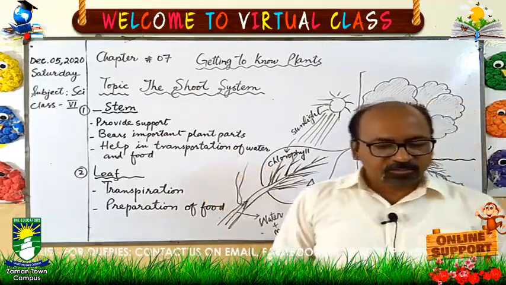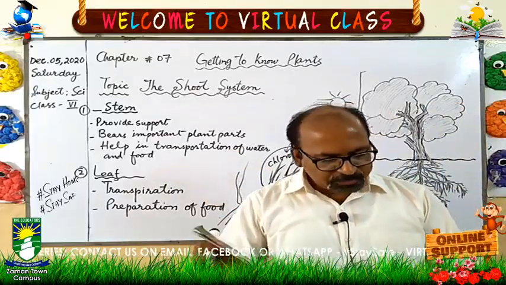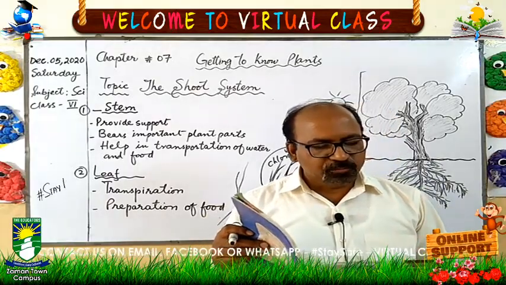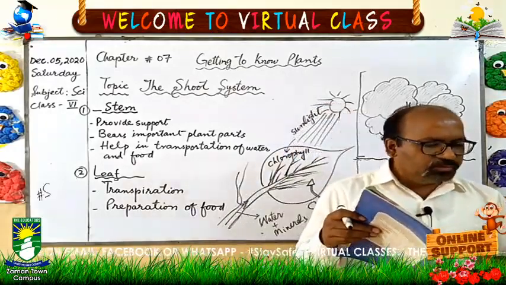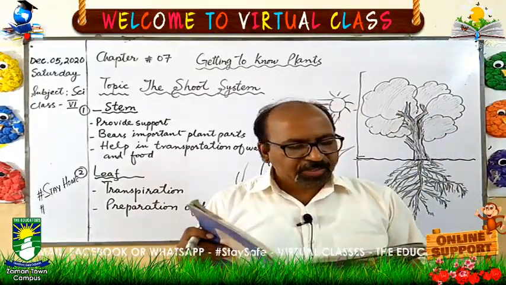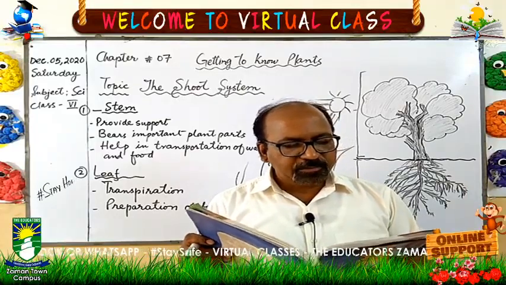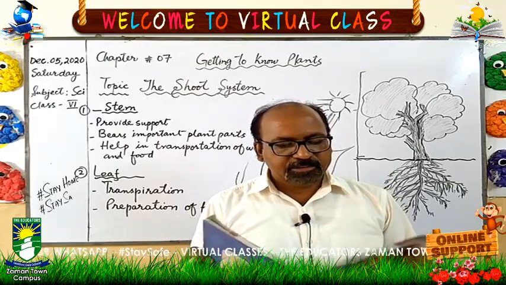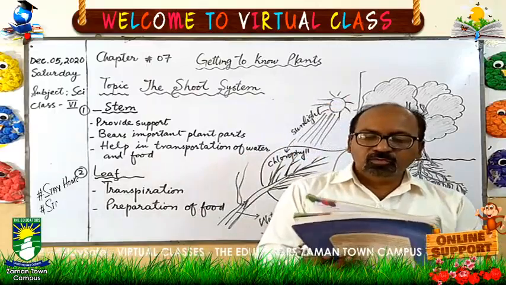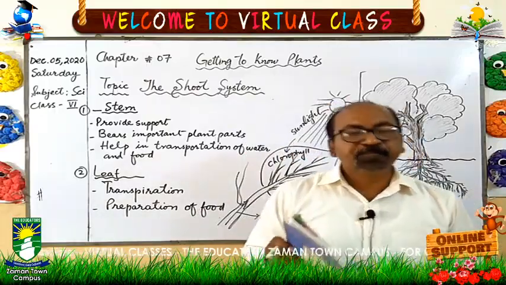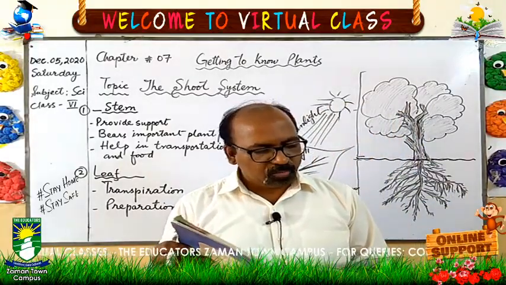Now our topic is finished, and now come towards the homework. Open your books at page number 78, assessment 2. Here you will do two questions as homework. One of them is: how do we say that potato is an underground stem? You will write the answer from the book. The questions are present in the homework folder, but you will write the answer from the book.